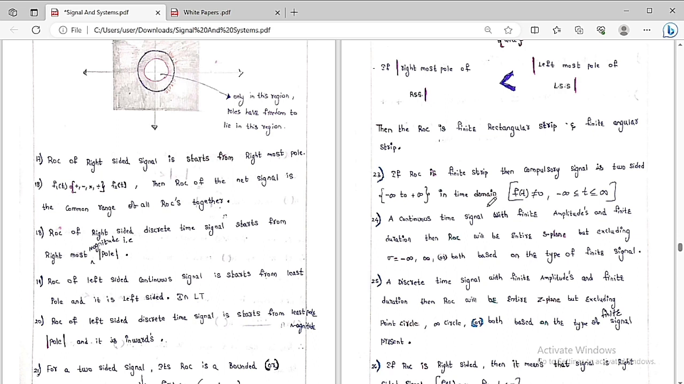So a two-sided signal means a signal which is not a right-sided signal and not a left-sided signal. Then definitely it is a two-sided signal, and its definition is f of t is not equal to 0 for t from minus infinity to plus infinity.